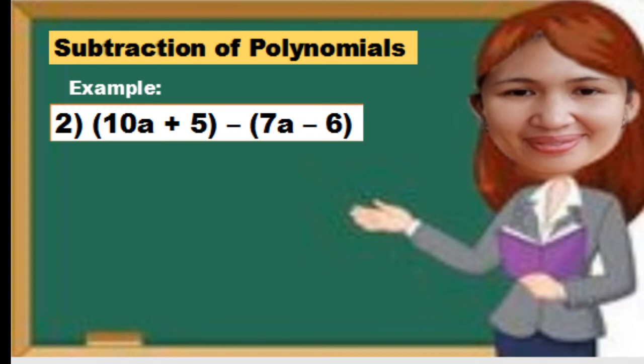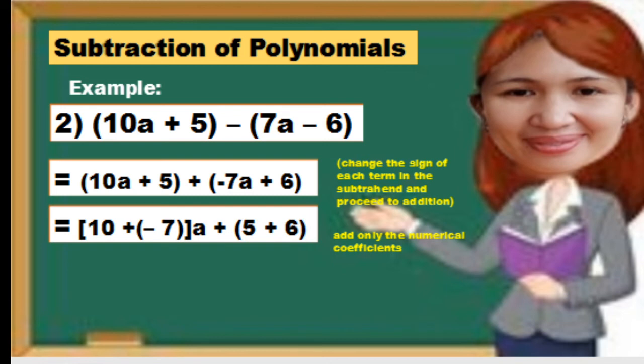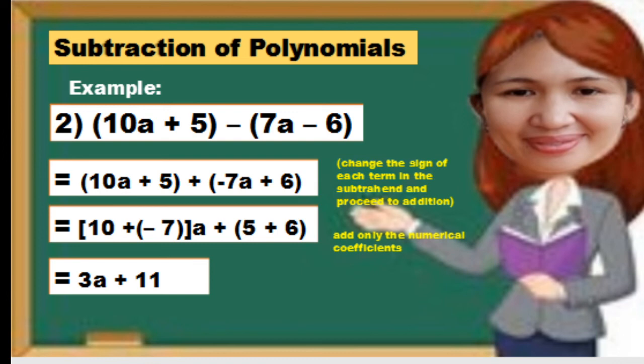Let's have another. (10a + 5) minus (7a + 6). So, again, change the sign of each term in the subtrahend and proceed to addition. We have to copy the first binomial, 10a plus 5. Then change 7a into negative 7a, negative 6 into positive 6. Then add the numerical coefficients. 10 plus negative 7. Then we have 5 plus 6 for the constant. So, the difference now is 3a plus 11. Okay, so one last example.